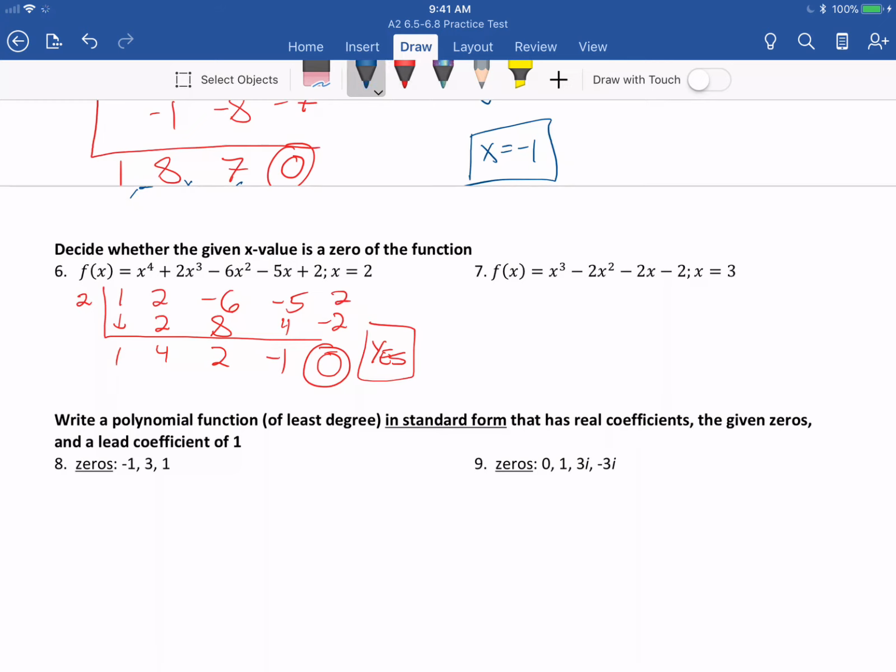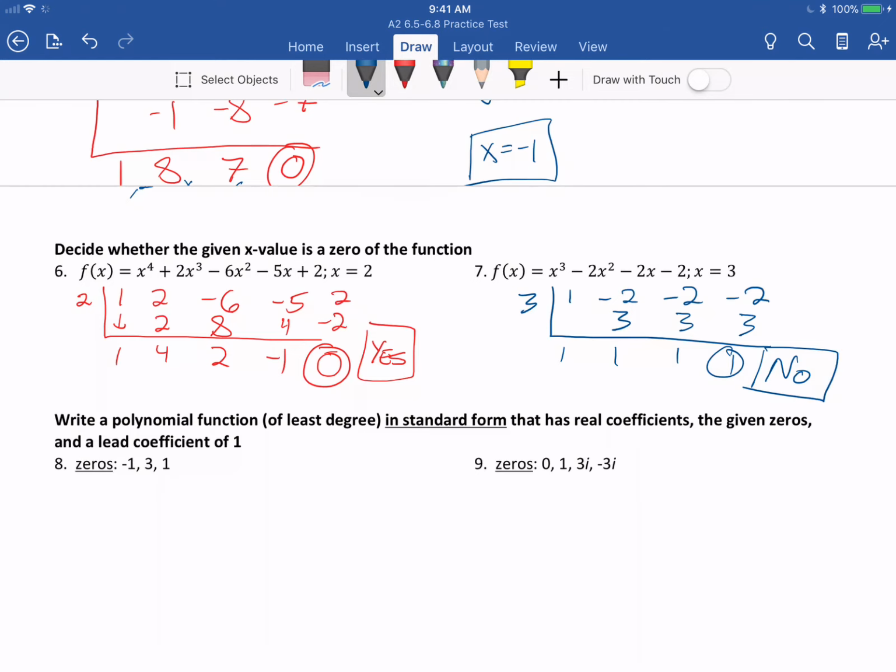All right. Number 7, really the same deal. You put 3 out front, and you go 1, negative 2, negative 2, negative 2. All right, a lot of negative 2's there. Bring down the 1, so I get 3. Add straight down, I get 1. Multiply, I get 3. I get 1. Multiply, I get 3. I get 1 again. Do I get 0 at the end? No. So this 3 is not a solution.